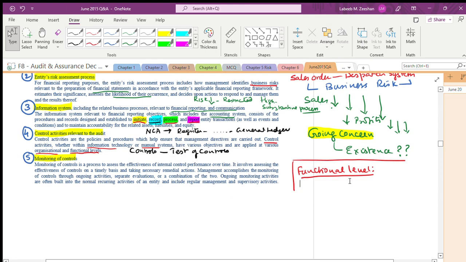What are the applications for organization controls and application controls? Organization controls are general controls. I will write here also. Organization controls are general controls.